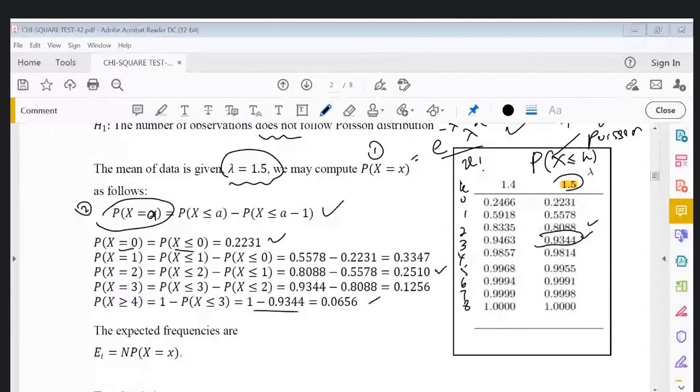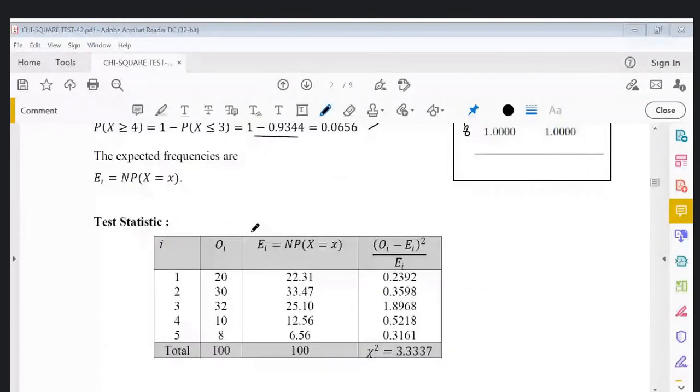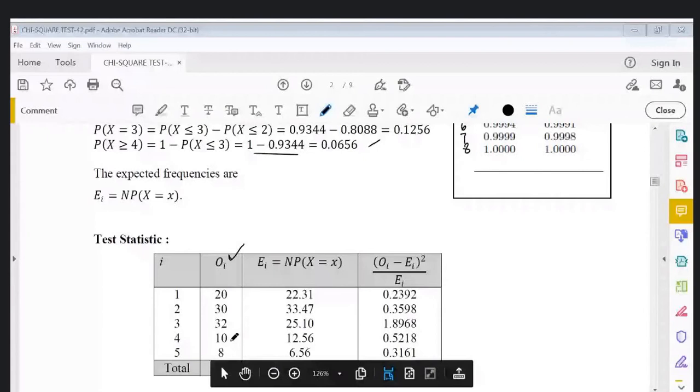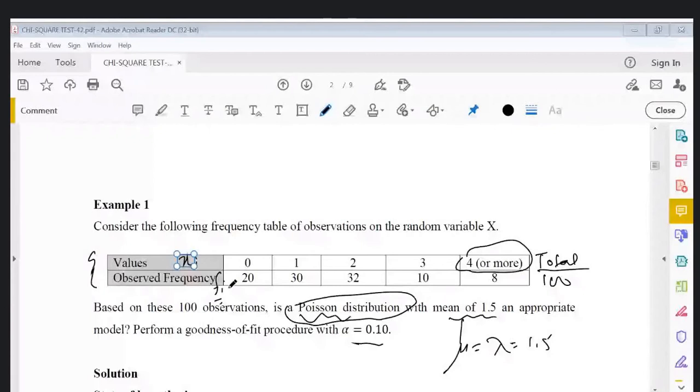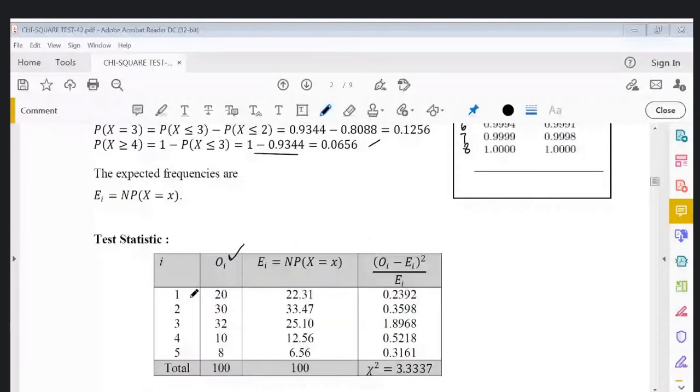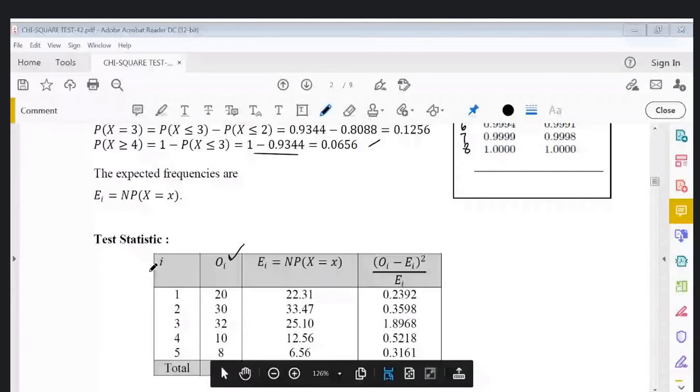Okay, after we get the probability for all values of X, we can put them into the table, the statistic test table. This observation is the data: 20, 30, 32, 10, 8. This one is the observation, Oi. The i is the number of classes. We have 5 classes. This is i, not X. This one is K, the number of classes.